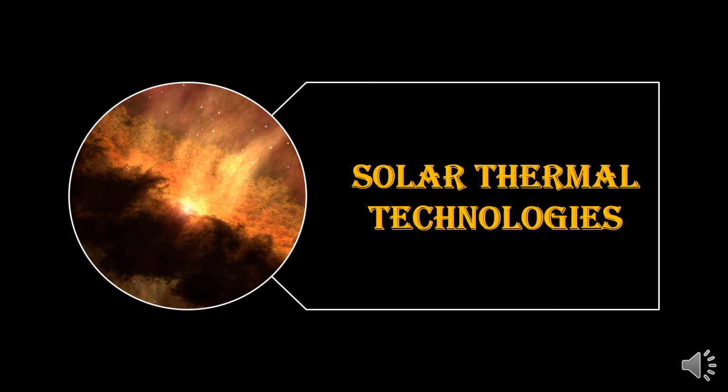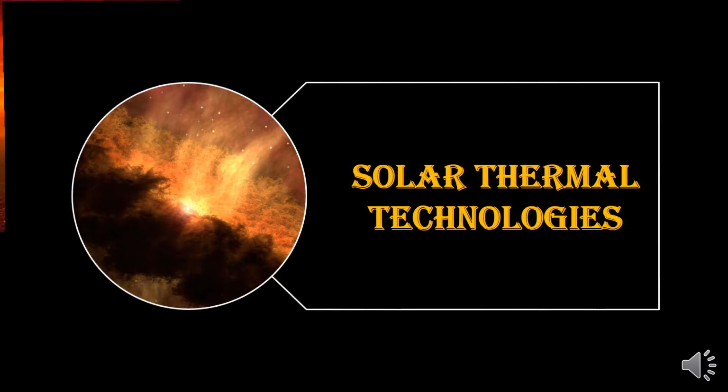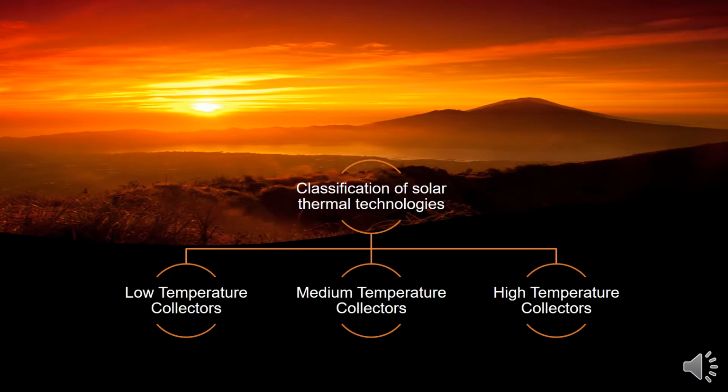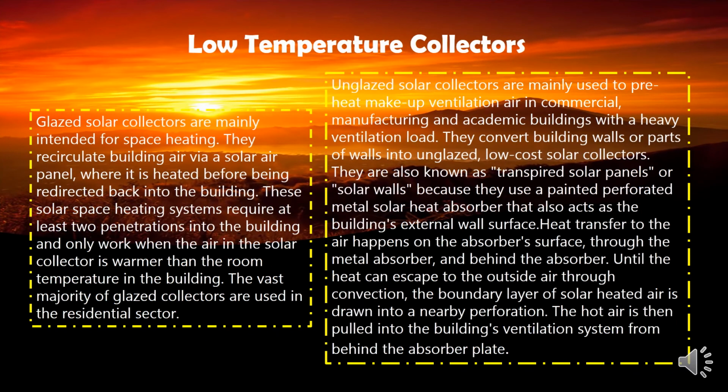Solar thermal technologies. Solar thermal technologies can be classified in three different ways, which are the low temperature collectors, the medium temperature collectors, and the high temperature collectors. Low temperature collectors can be divided into two, which are the glazed solar collectors and the unglazed solar collectors. The glazed solar collectors are mainly intended for space heating.